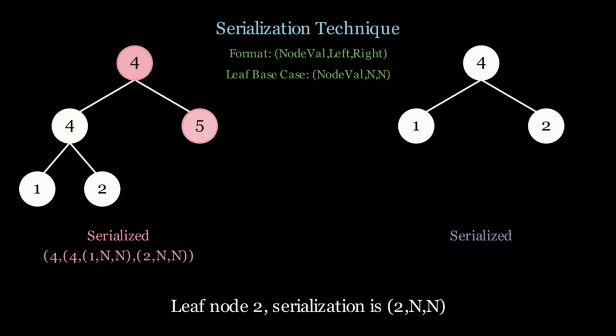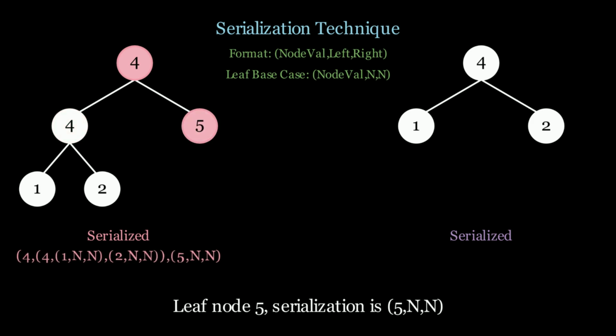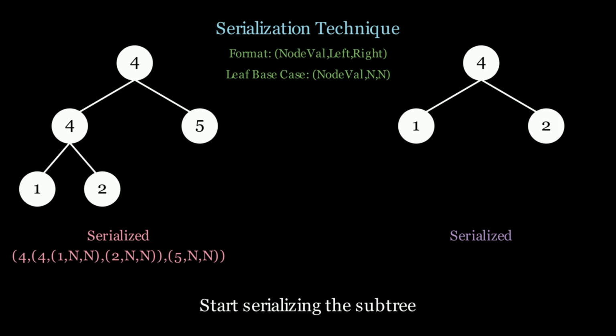So we go to 5. At 5, this is a base case. 5 is a leaf node. So we just add it, 5NN. And then we go back up to 4. And in this case, we calculated the serialized string.